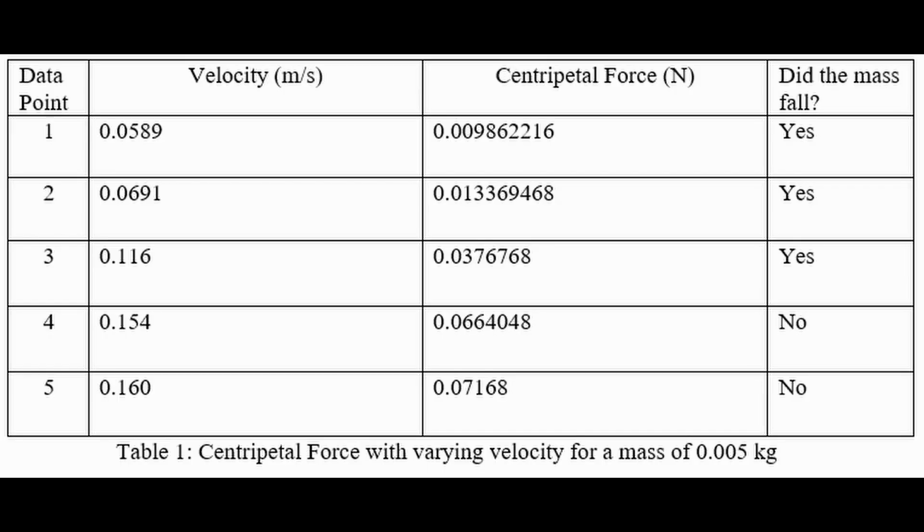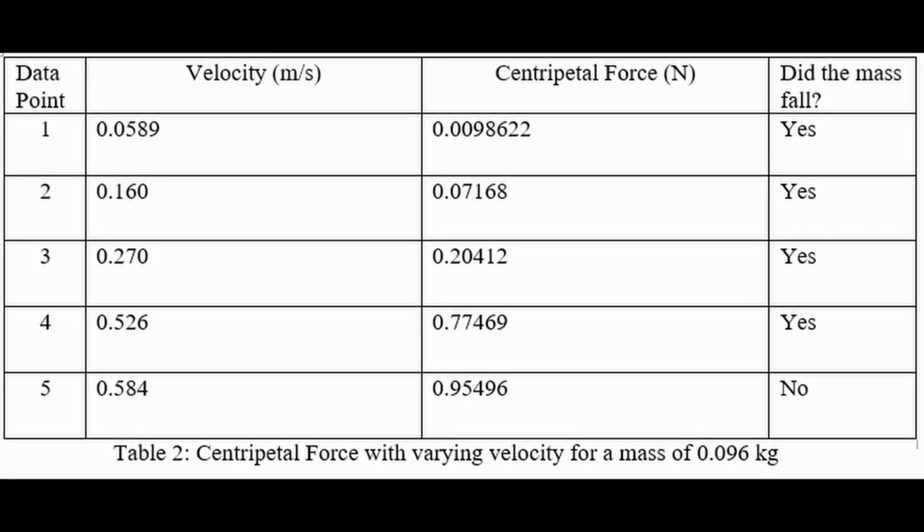And here is a table about varying velocities and their respective centripetal forces, and how the centripetal force acted on the object. Was it enough to lift it up or was it not? As it can be seen, the first three rows of velocities were not enough to lift the object up, so the object fell down. But the last two rows were just enough to make it lift up.